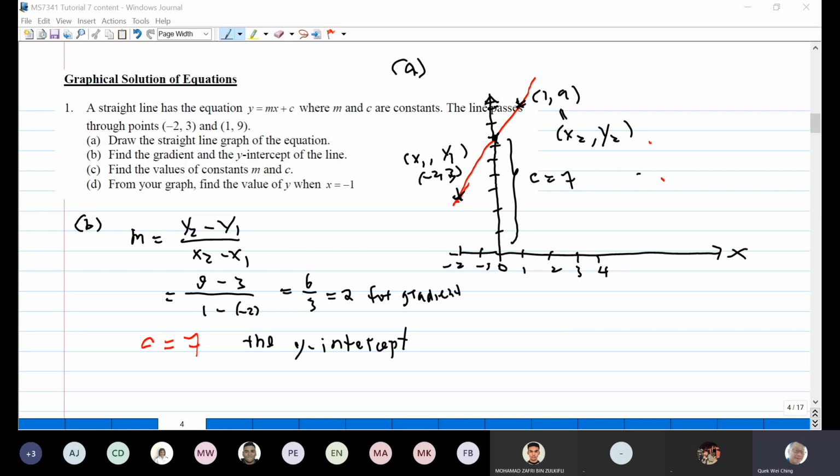Okay, so anyway, let's continue the lesson. I have finished part A and part B already. Find the value of M and C. Actually, the y-intercept is C, M is the gradient. So for part C, M is equal to 2, C is equal to 7. So this is our answer for part C.